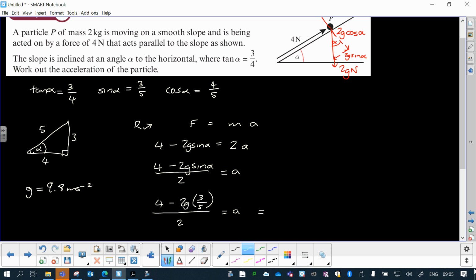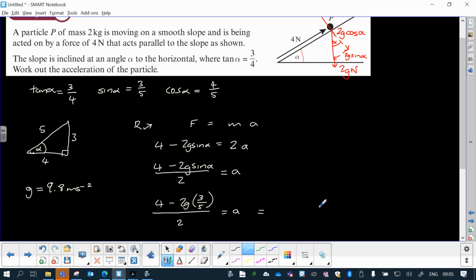Right, anyone got an acceleration for me? Go on, shout it out. If it's wrong, doesn't matter. Sorry? 1.4. Did anybody else get 1.4? Still working it out? It's all right if you got something different. It could be that Matthew got it wrong. It's all right, and it's fine to get things wrong.